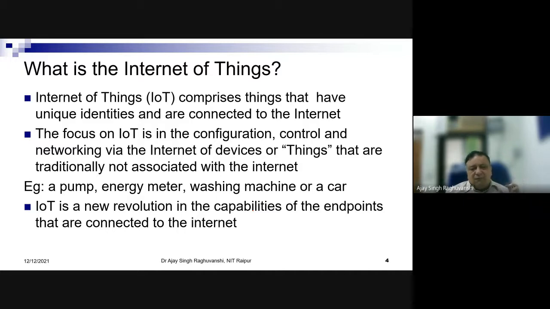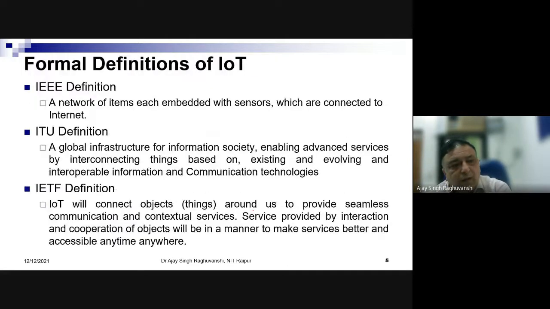So actually, IoT we can say is a new revolution in the capabilities of endpoints that are connected to the internet. So this is, we can say, a new era, a new revolution, which can bring a number of things to the internet, and that is IoT. So this is the formal definition of IoT.